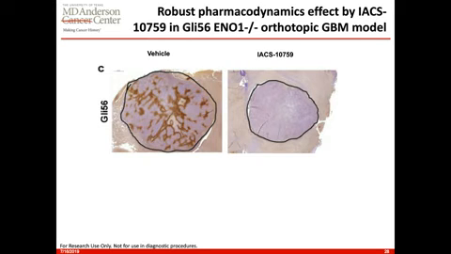And we also conducted the companion pharmacodynamics analysis. I mentioned to you earlier, 10759 treatment would reduce hypoxia. This is the tumor PD biomarker we use in preclinical studies. And here we show that inside the brain, in the intracranial model, 10759 also reduces the hypoxia, suggesting on-target activity of the compound.